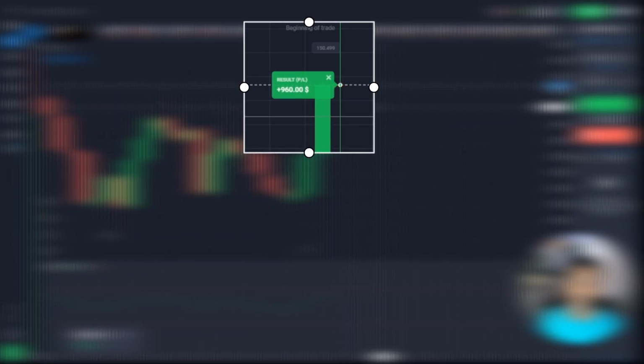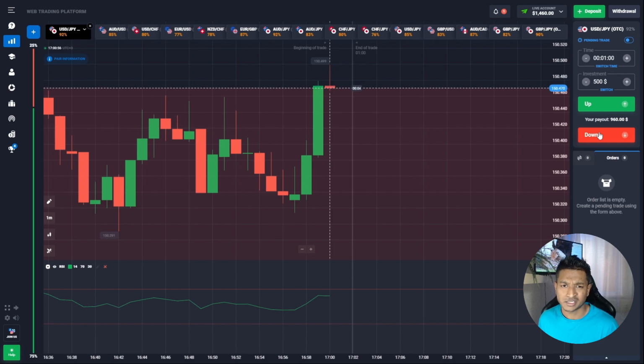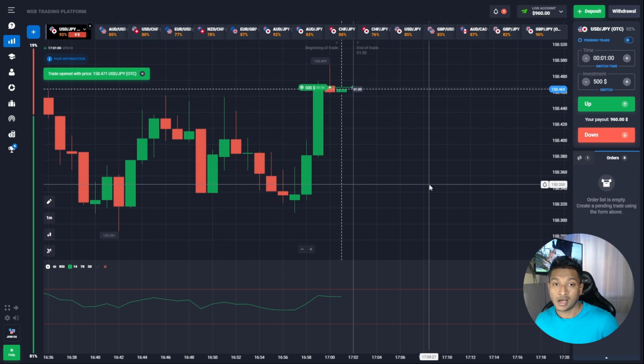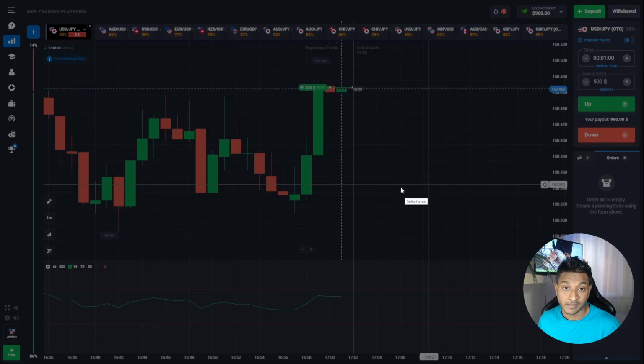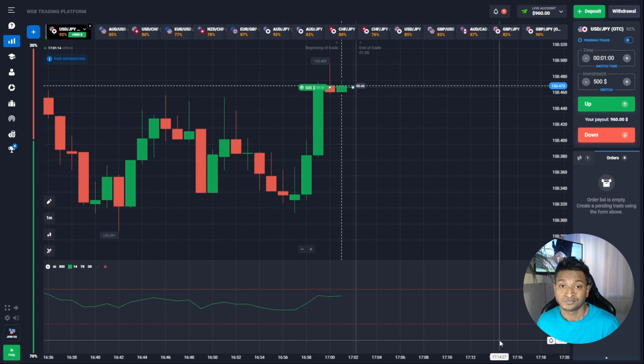So I made this profit. First profit is $960, clean profit is $460, and let's push up, follow the trend. Let me explain about the RSI indicator again. It's reaching the overbought zone little by little, and when it hits the overbought zone, it's time to turn down.